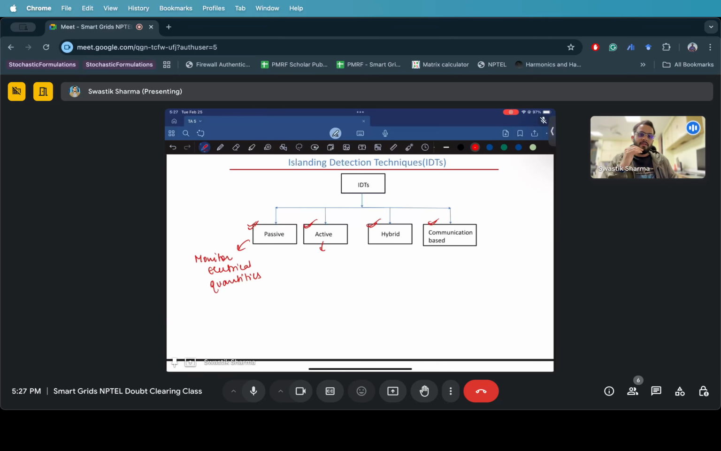In active, what we do is we inject some signal, some disturbance, into the system, or we cause the DER to behave in an unstable region to check. Let's say if that disturbance is removed, it can only be removed if it is connected to the main grid. We'll discuss it, just bear with me for a second. So we'll say that if the disturbance is removed, it is connected to the main grid. If it is not, it's behaving in an islanded mode of operation. So we inject a signal to check if the main grid is connected or not.